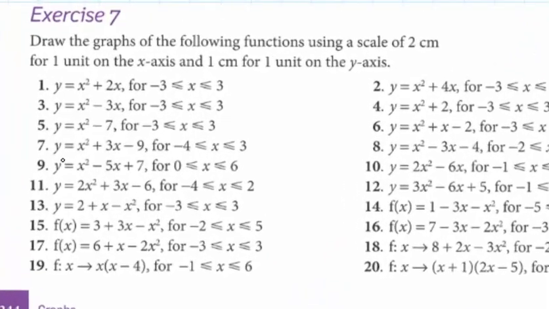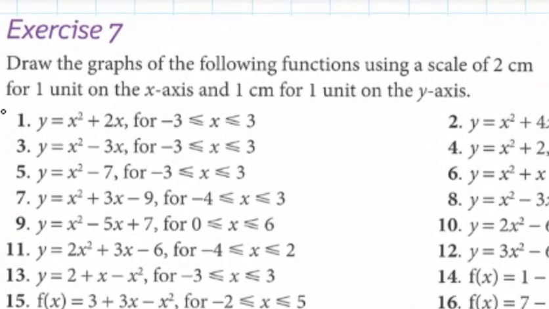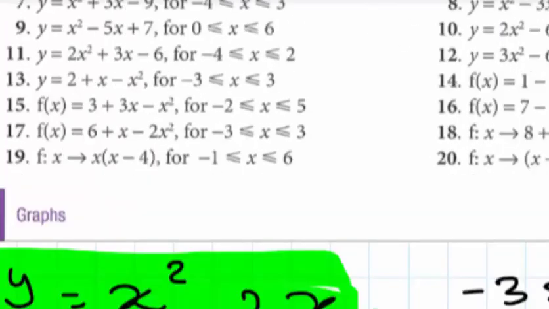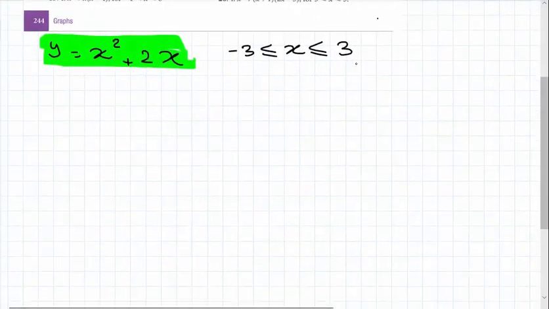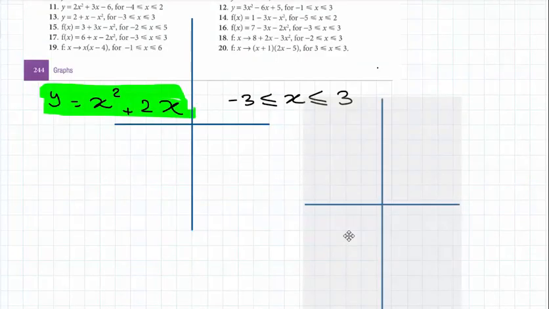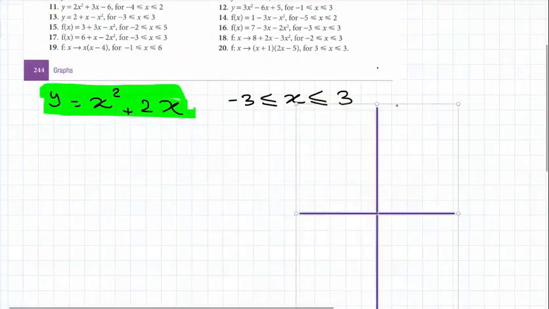As the question says, we need a scale of 2 centimeters for 1 unit on the x-axis and 1 centimeter for 1 unit on the y-axis. Since our x-axis is from -3 all the way to 3, it means there are 6 units, so we need 12 steps for the x-axis. Okay, let's say this is our xy axis. Now we make a table with x values and y values, then we plot the points that we get from the table, just like the way we did for linear equations.